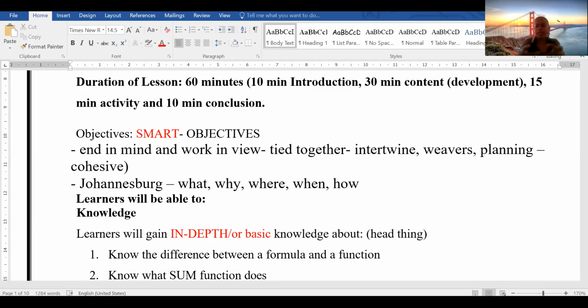So what am I doing? Right now I'm looking at the lesson objectives. The lesson objectives, they must be grounded on a theory. That's why you see me now talking about learning by doing, because everything is tied together.